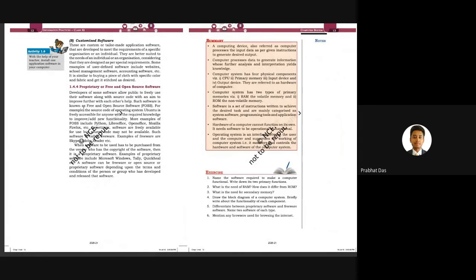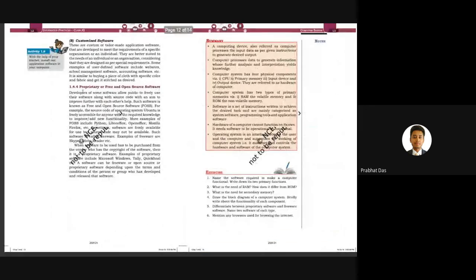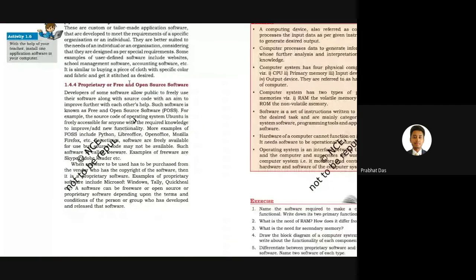So this was all about application software and system software. Apart from that, we have one more concept, that is proprietary versus free and open source. Proprietary softwares are those for which we need to buy a license, or pay some amount to the service provider, so that we can gain access to it. The best examples of proprietary softwares are Windows, Microsoft Office, as well as Mac OS. All these are proprietary softwares.